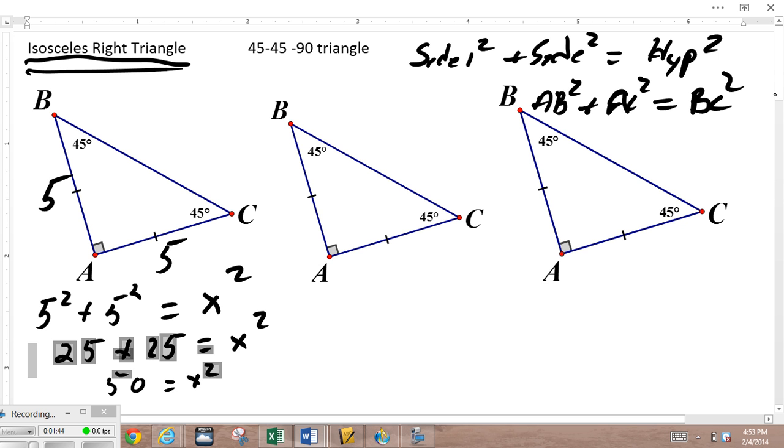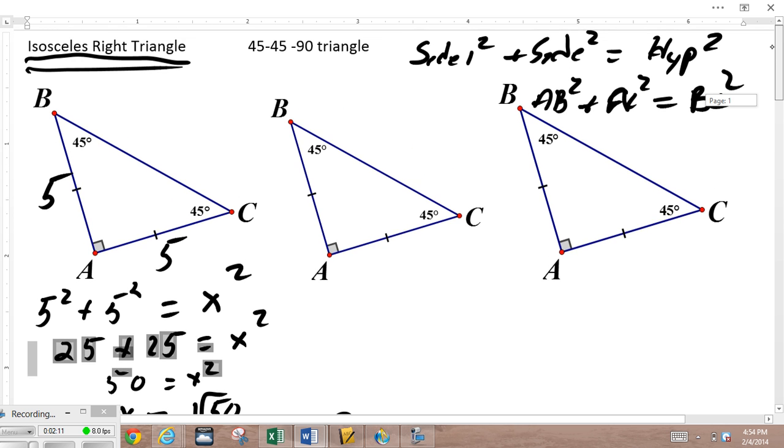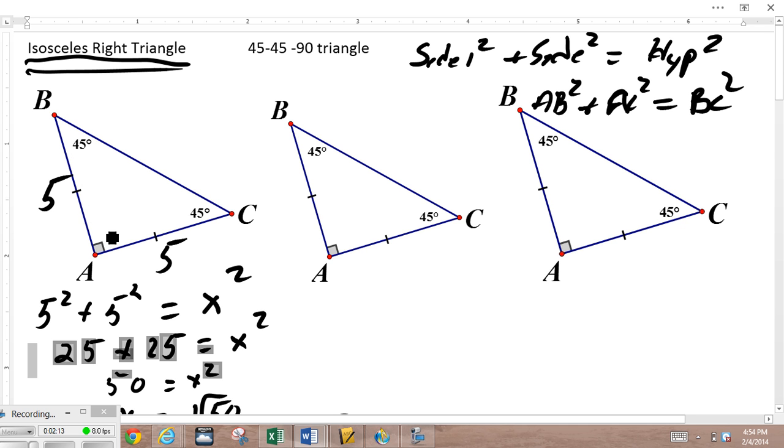Now, of course, we know that since x squared is 50, x would have to be the square root of 50, which is the square root of 25 times the square root of 2, which is 5 root 2. So it appears that when this side was 5 and 5, the hypotenuse is 5 root 2.